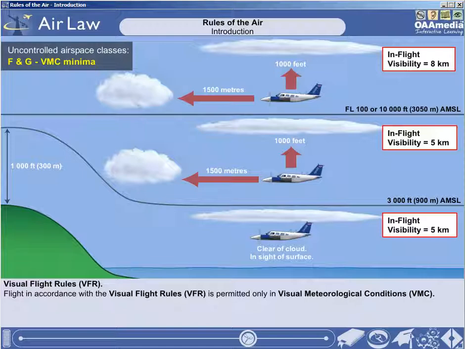VMC minima depend on the class of airspace an aircraft is flying in and the aircraft's altitude or flight level. You will learn more about that later. For the moment, it is sufficient for you to know that when a pilot is flying VFR, he must be in VMC.